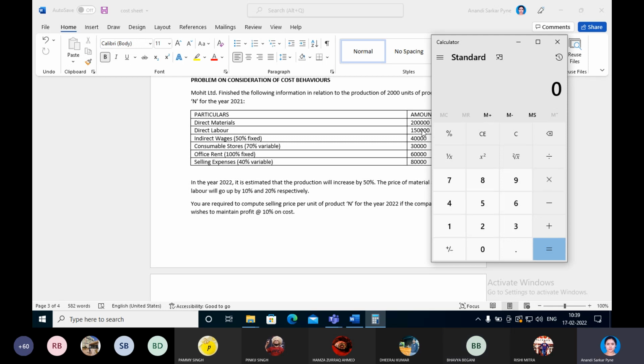Similarly, in direct labor, which is 1 lakh 50, so 1 lakh 50 divided by 2,000 is 75. So 75 is 100%, then this is 120%. So 75 into 120% gives 90. Just divide 120 by 100, that is 1.2, which gives 90. So 90 into 3,000. This is a method.